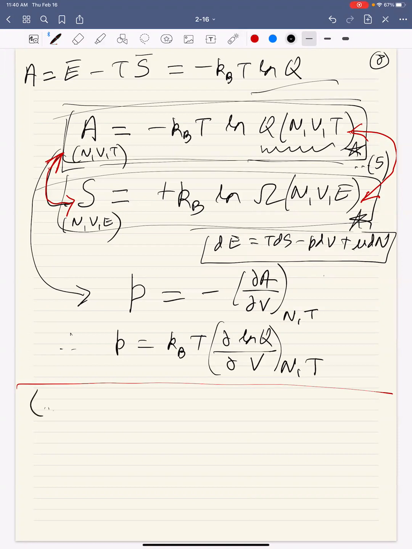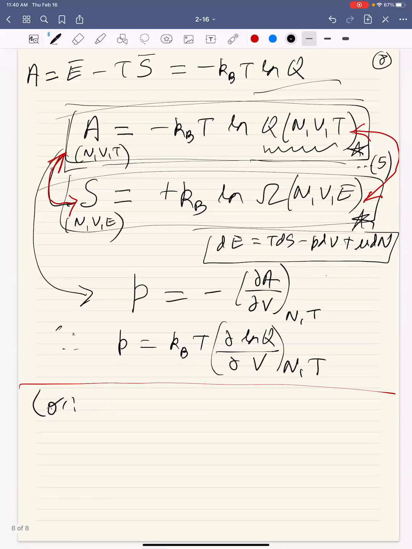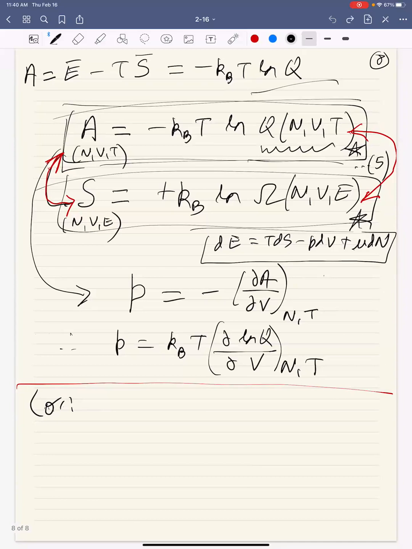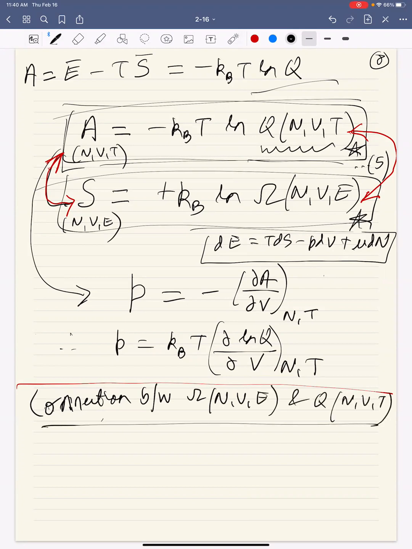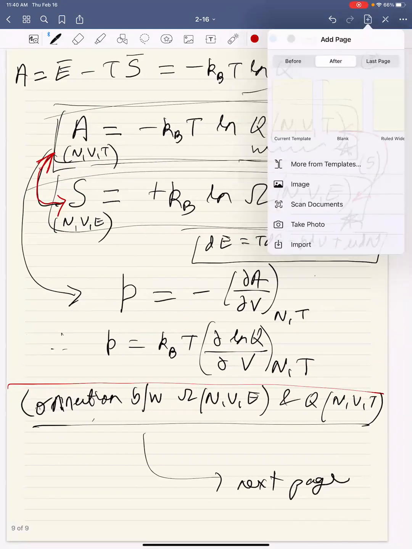We are going to look at the connection between omega and NVE, and Q and NVT, okay? On the next page. So how to do this? Let's start with Q in NVT. What is the definition of Q in NVT?